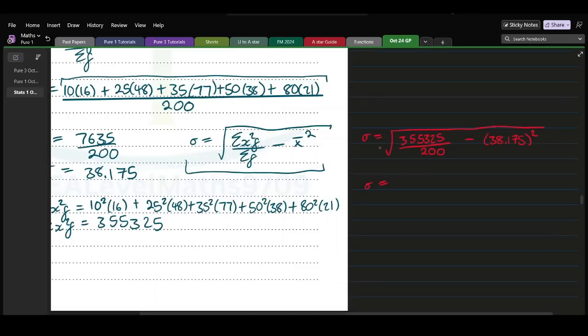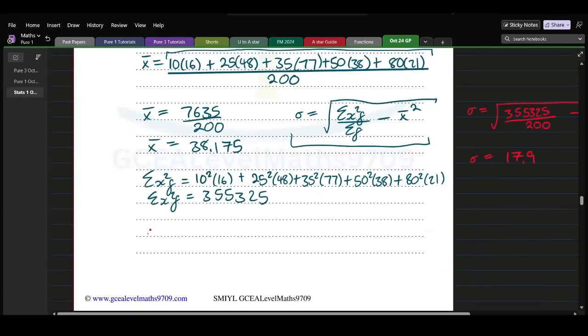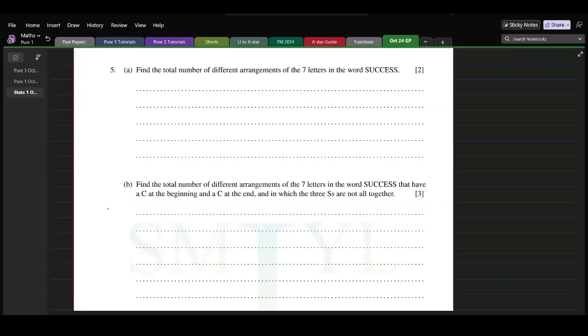That's the square root of 355,325 over 200 minus 38.175 squared, and this gives us 17.9, and this would be our final answer. We can conclude that therefore our mean x bar is 38.175 and our standard deviation is 17.9.